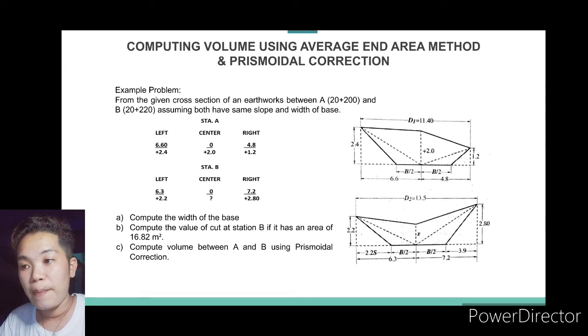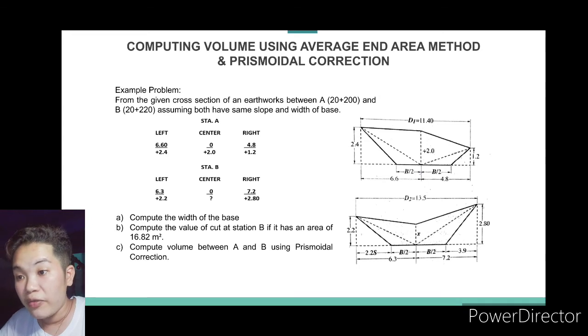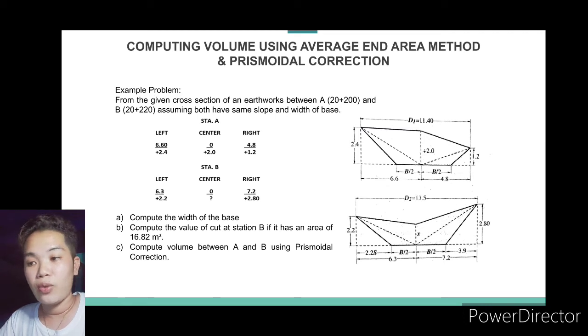For station B, at distance 0, the vertical distance is missing or unknown, and at the horizontal distance 7.2, the vertical distance is positive 2.8, and at the horizontal distance 6.3, the vertical distance is 2.2. We are asked to compute the width of the base, the value of cut at station B if it has an area of 16.82 square meters, and the volume between A and B using the prismoidal correction.